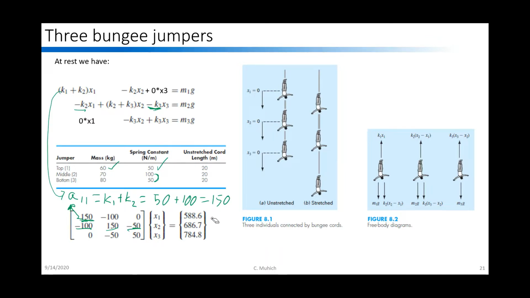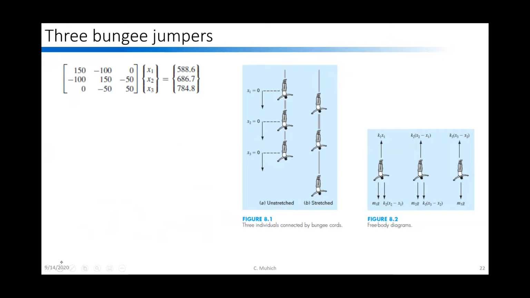We can then do the same thing for those b's, right? We can take m times g, so 9.81 times 60, and that's 588.6. Same thing for b2, which is 70 times 9.81, and then b3 is 80 times 9.81. So now we've set up this equation in matrix form. And the question becomes, how can we solve this?